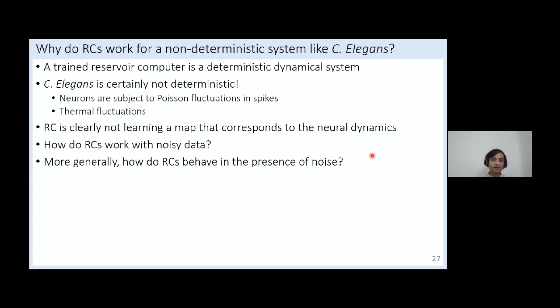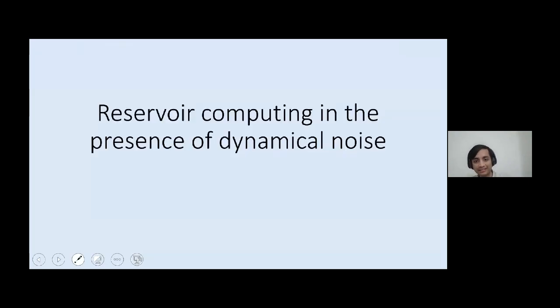And how does that really work out, right? How do reservoirs work with noisy data? And more generally, how do reservoir computers behave in the presence of noise? So this is what I'm going to try to address and understand a little bit more in the second half of my talk, right? Which is really how do reservoir computers behave in the presence of dynamical noise?